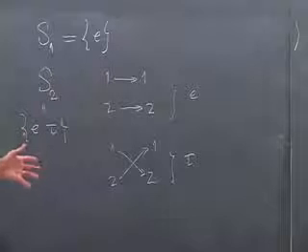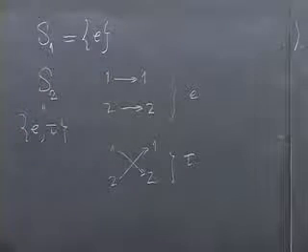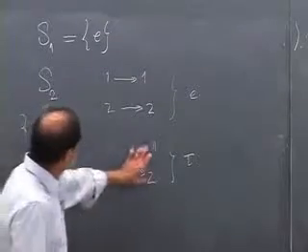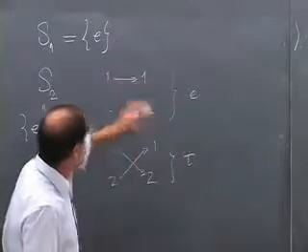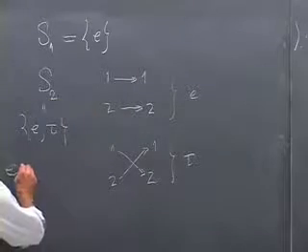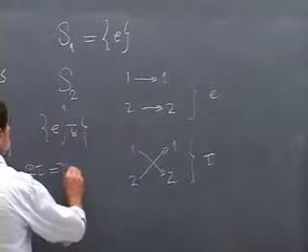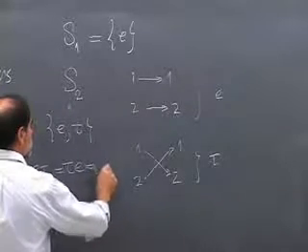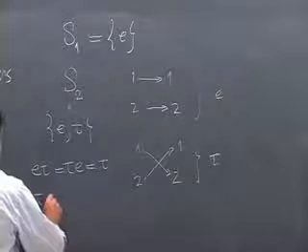Now, those are the only possible permutations of 2 letters. And we want to know what the multiplication law is. Well, if we compose any permutation with the identity permutation, we get itself. So obviously you have E tau is equal to tau E is equal to tau. And what about if I compose tau with tau?